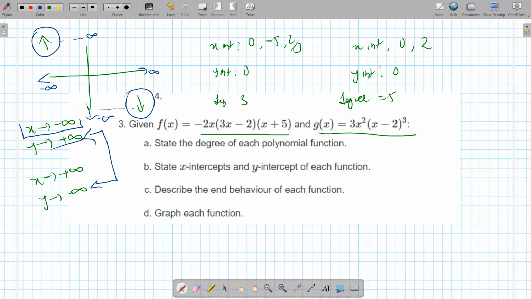For the x's, this is the rubric: whenever you're writing end behaviors, you will always write as x goes to -infinity and as x goes to +infinity. So the x's are always negative to positive? Yes, this is always the case for anything. And then the y, it depends, right?